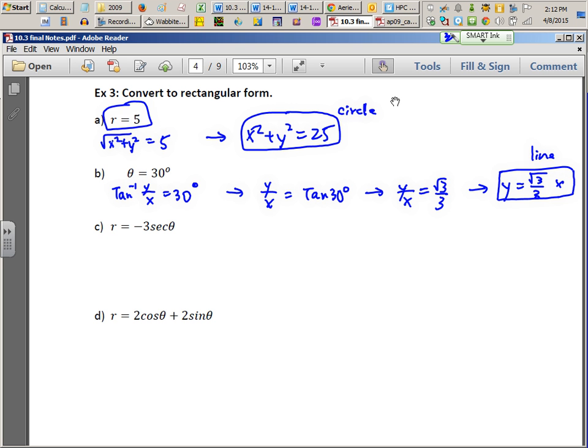Next one is negative 3 over sec theta, which really just means negative 3 over cosine theta. And if you multiply by cosine onto the left, you can see that this is just simply x equals negative 3, which is a vertical line.